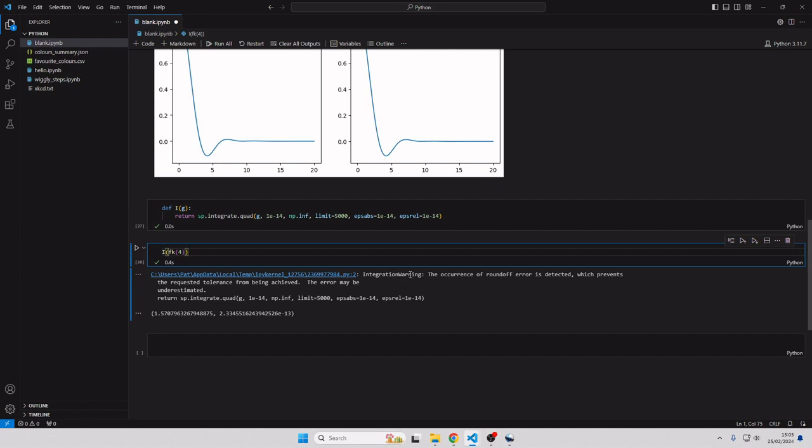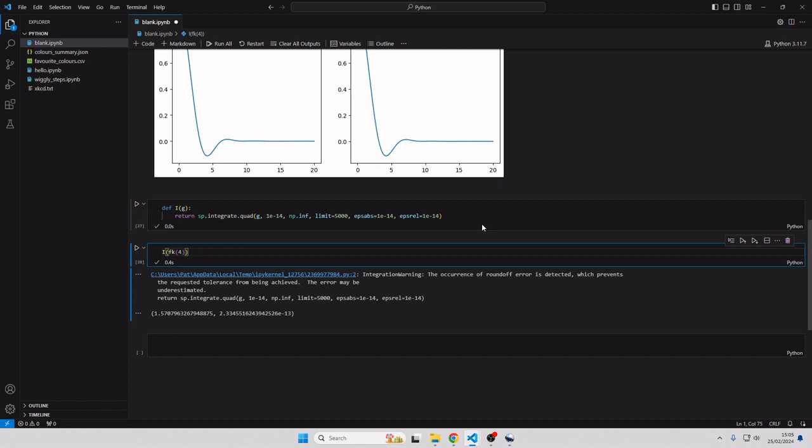But here we're getting a warning. There's round-off error. That's because we're really pushing the limits by saying 10 to the minus 14. You can't really calculate it much more accurately than that, and so you're going to get these warnings about how it might not be working exactly right. But we'll just ignore those.